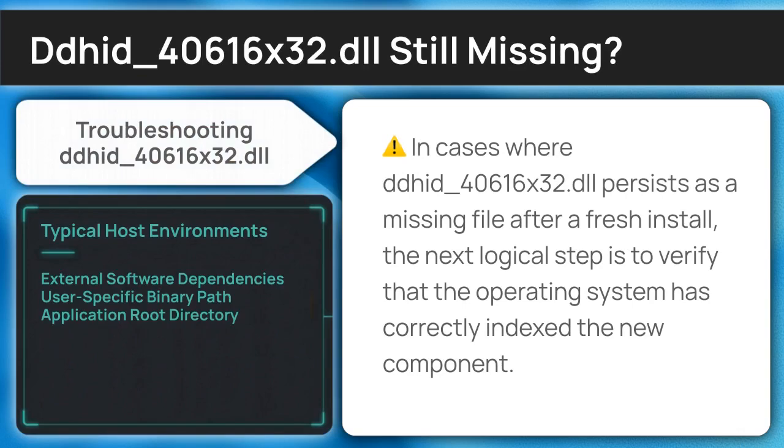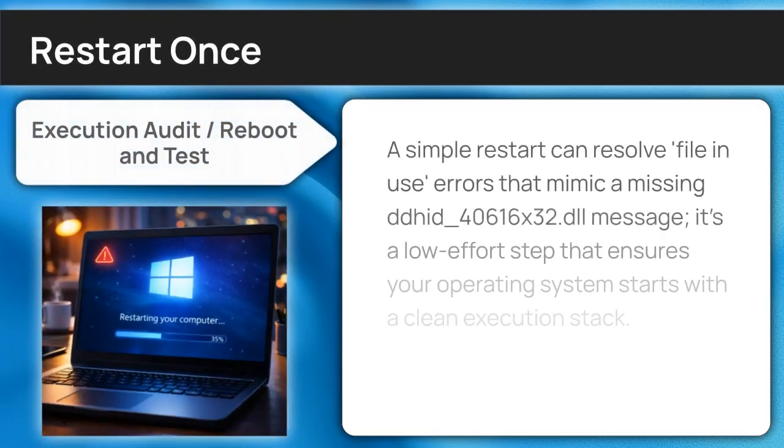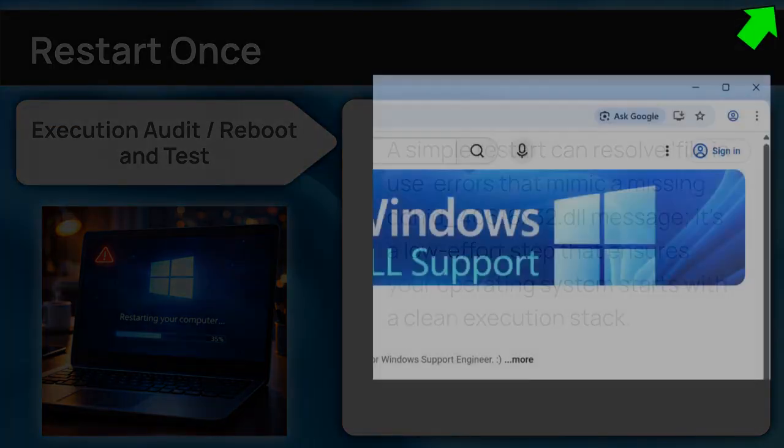environment for process conflicts. A standard restart allows the Windows bootloader to rescan your system directories and potentially recognize an unregistered DDHID 4061632 component.